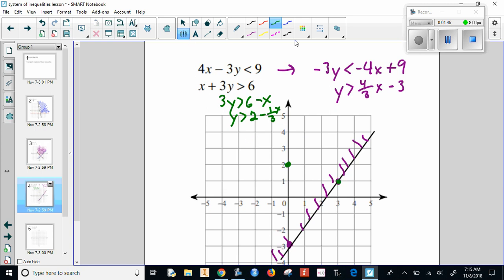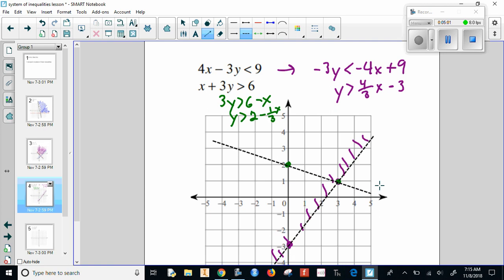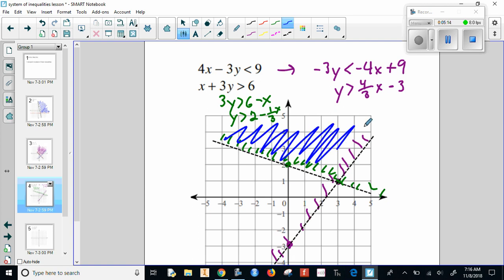And one thing I noticed that I did wrong on this first one is it's just less than, so that should be a dotted line. Here we go. And so the second one should be a dotted line as well. So it should look like something like that. And now to shade the second one, it's y is greater than. So we can do this area here. And the area that is in common in both of them happens to be this area here.